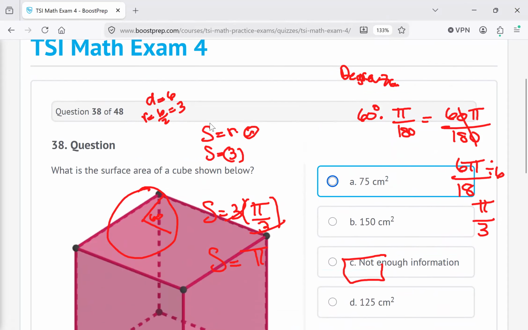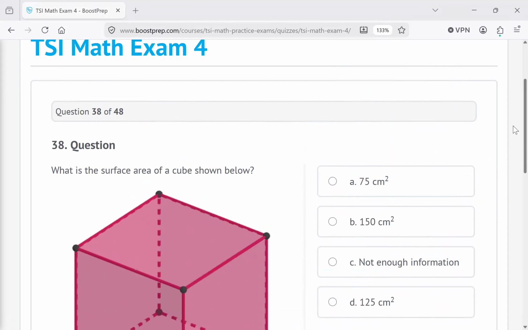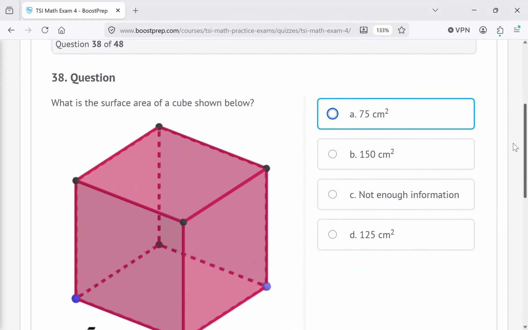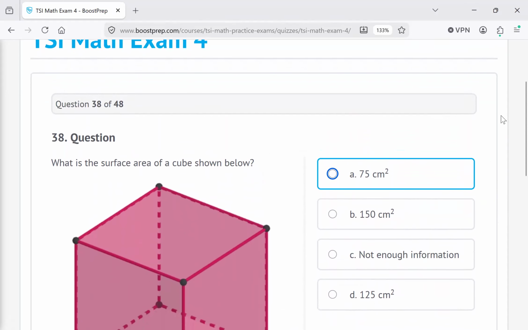Okay, this one, what is the surface area of a cube? So what do they mean by surface area? They mean take the area of everything. So what do we know about the cube? In a cube, there are 6 faces, and each face is a square.